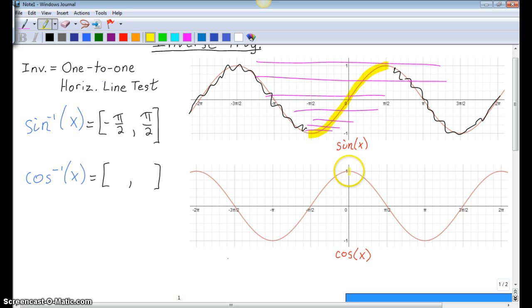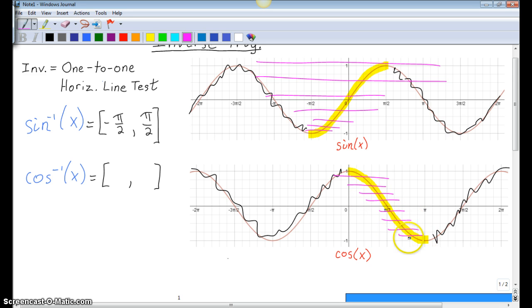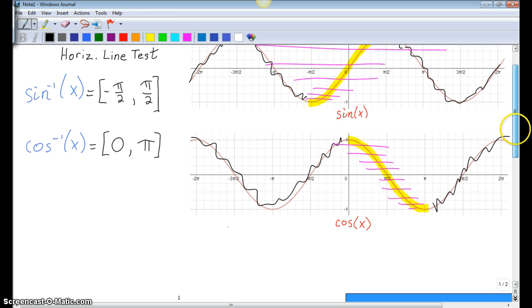What does happen if we restrict the domain instead to 0 to pi? I'll go back to our horizontal line test, and real quick we're going to just focus on that yellow region. Okay, and the horizontal line test gives us the purple horizontal line intersecting the graph perfectly one time. So what we find then is that the domain for cosine inverse goes from 0 to pi.